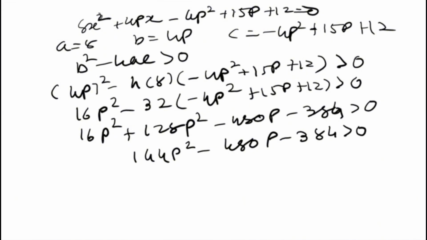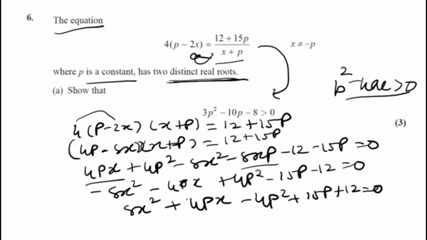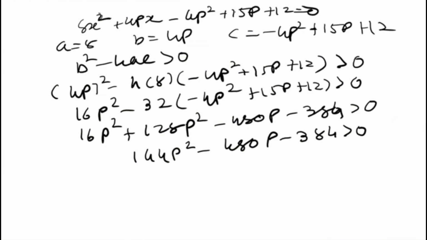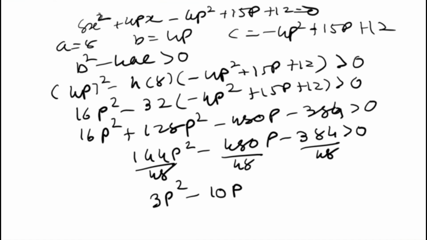So now look at the question. We can see we have to simplify to 3p squared minus 10p minus 8. That means we have to divide by some number that will give this simplification. So I can see here I need a 10, so I will divide all the terms by 48. So 144 divided by 48 will give me 3p squared minus 10p minus 8 greater than 0. This term gives us an idea of what number we have to divide by. So this is our part A answer.